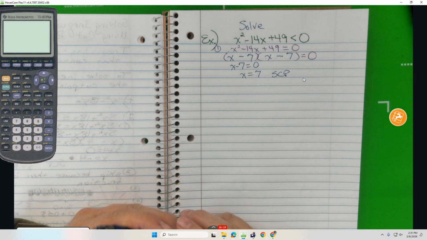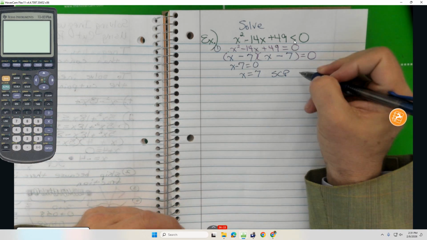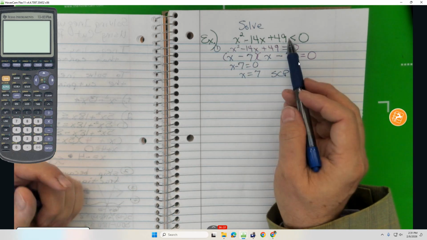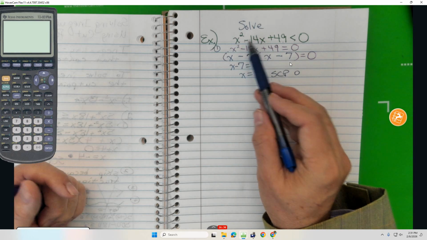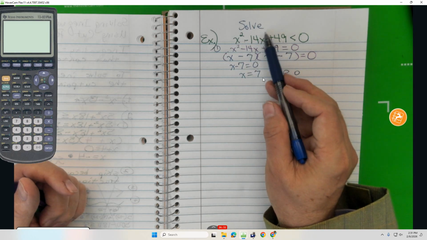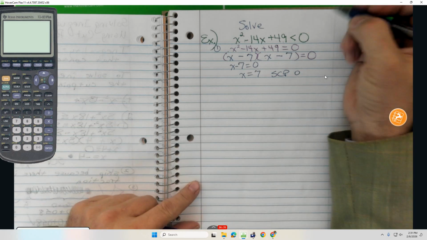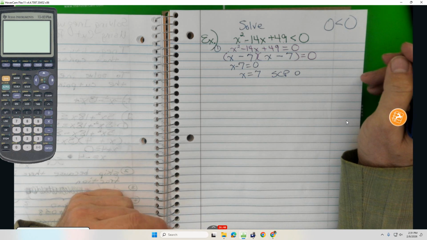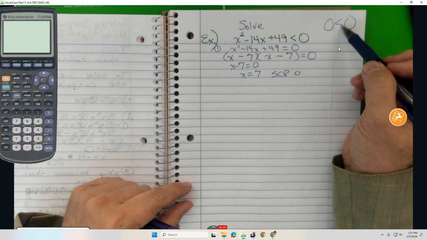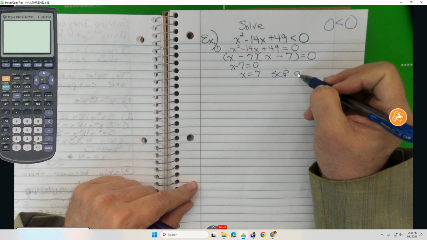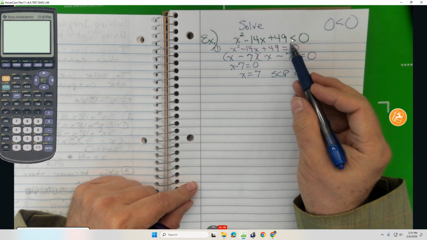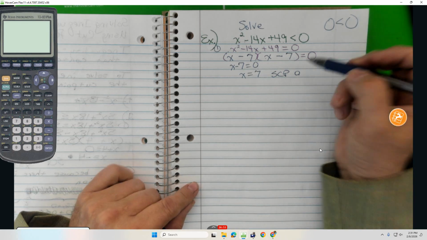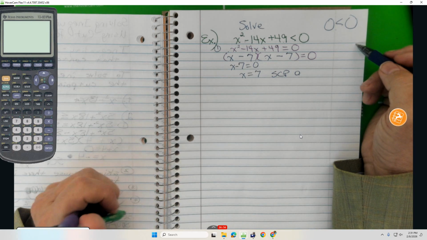Open or closed circle? It'll be an open circle because 7 will make the left side equal 0. If you plugged in 7, you'd get 49 minus 98 plus 49. You'd have 0 is less than 0. Is that a true statement? Is 0 smaller than 0? It's equal to, it's not less. That's why you don't want to shade it in. If it had been a less than or equal to, that would have been a true statement, so we would have shaded the solution cut point in. But as it is, it's just an open circle.